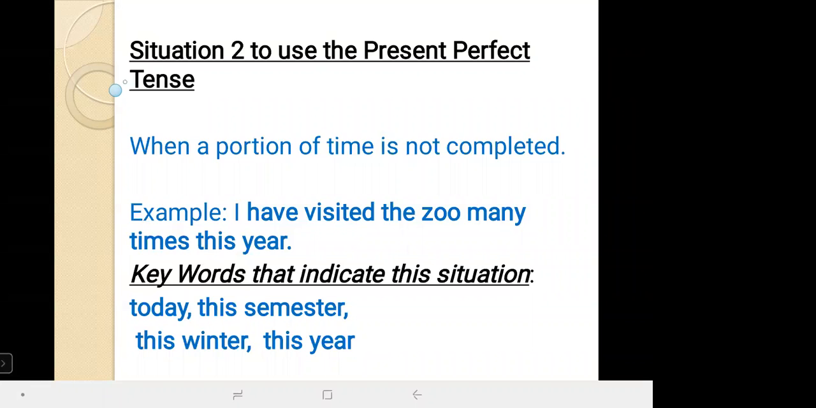For example, when a portion of time is not completed, look at this example. I have visited the zoo many times this year. This sentence shows that this person has visited the zoo many times this year, but still the year is not over yet. So he may have the chance to go and visit again once or more than once. The keywords: today, this semester, this winter, this year.